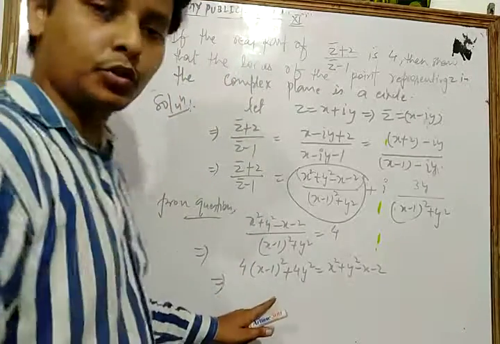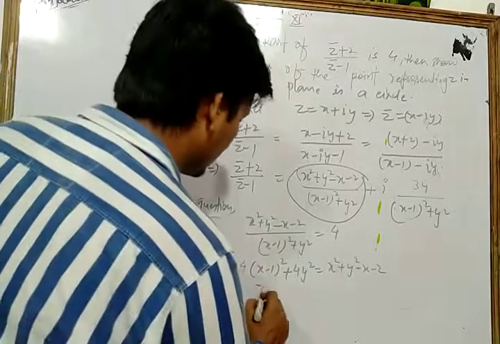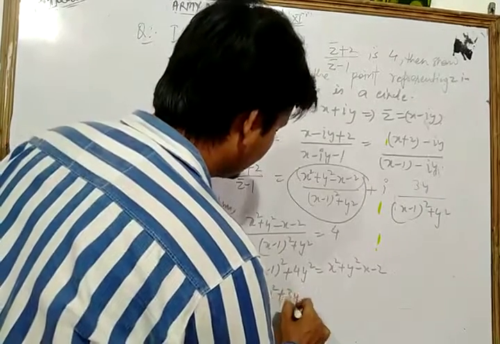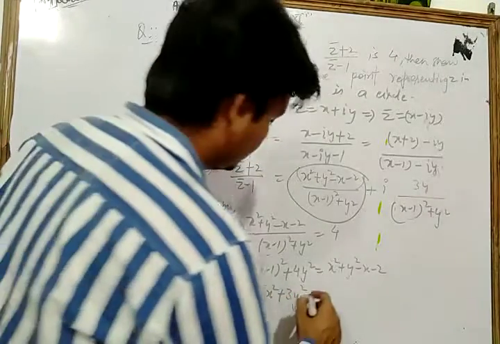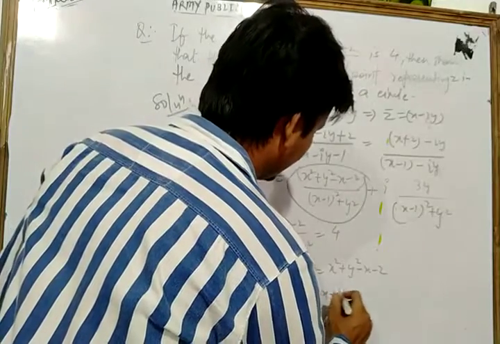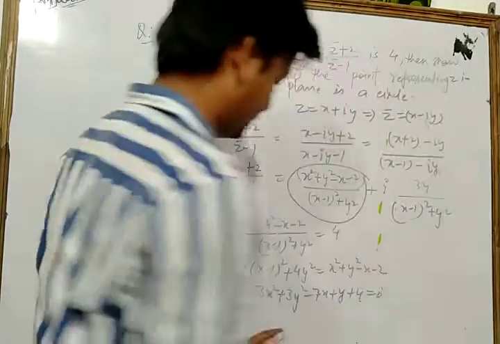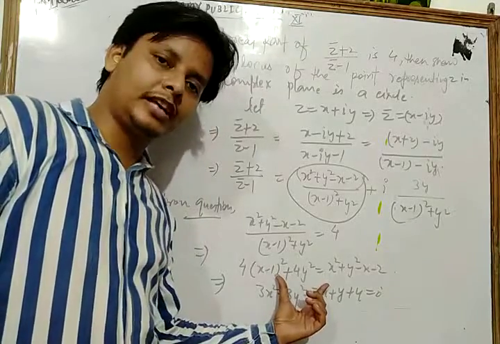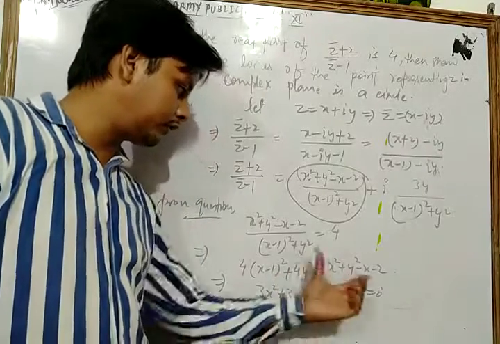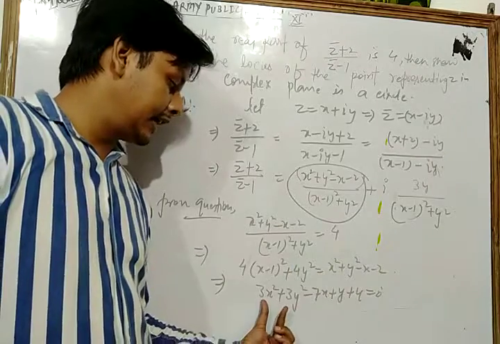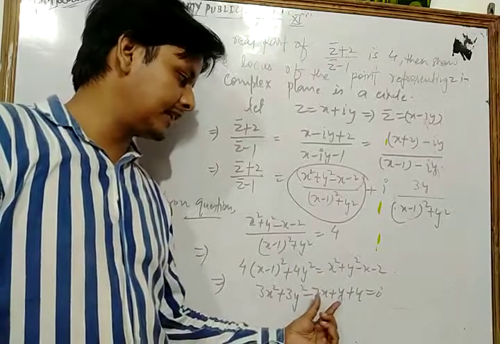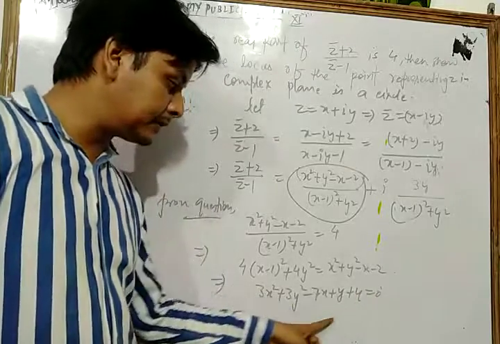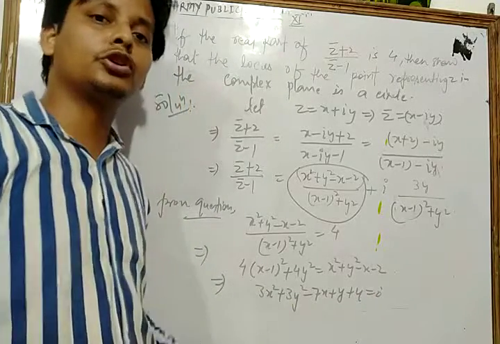After solving this equation, you have what? 3x square plus 3y square minus 7x plus y plus 4 is equal to 0. Okay, after solving this expression, you get the equation 3x square plus 3y square minus 7x plus y plus 4 is equal to 0. So this is representing a circle. This is the equation of a circle.